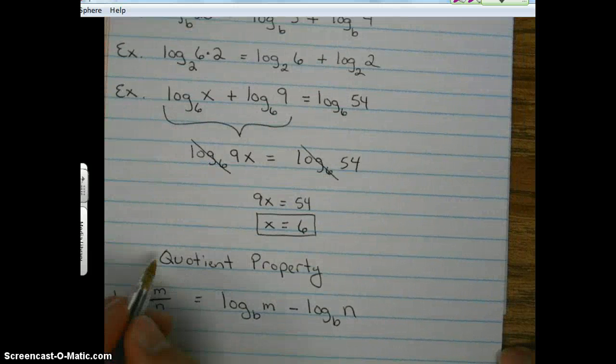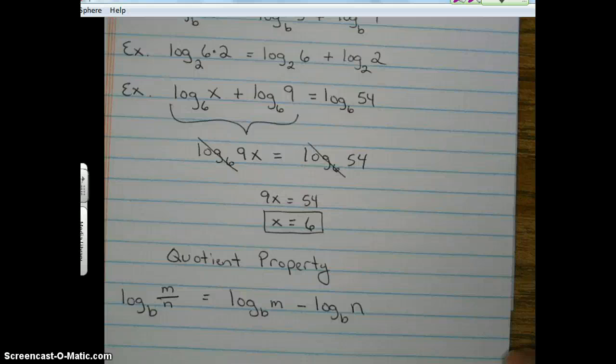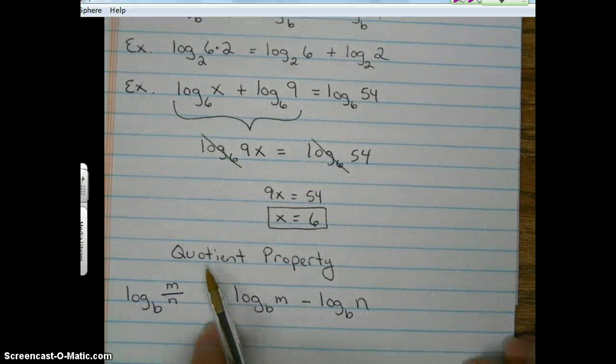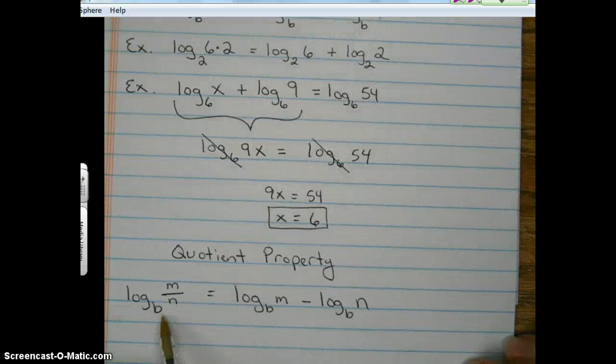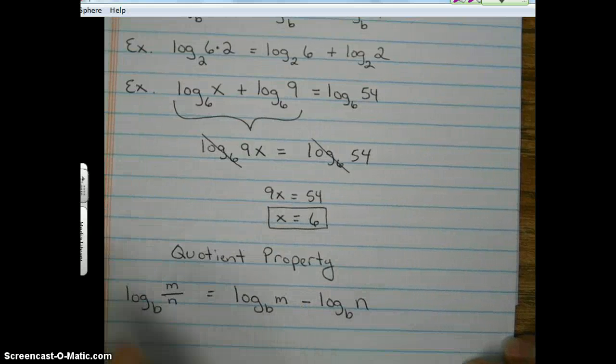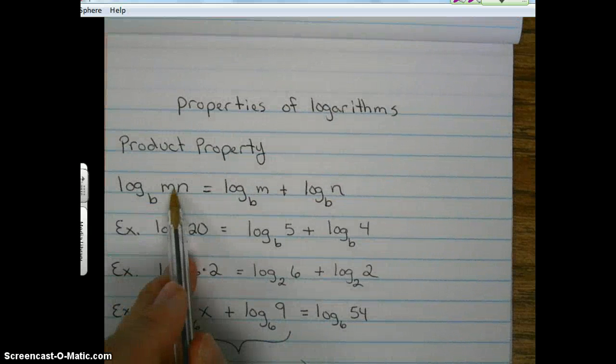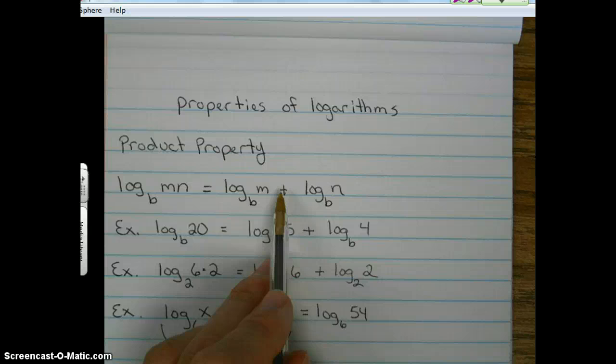Quotient property. Make sure you're writing this down. Quotient means division, the answer to a division problem. So we have log base b of m divided by n. Notice that we're dividing. So what happens to our logs? That's right, subtraction. Remember up here we were multiplying. So what happens to our logs?